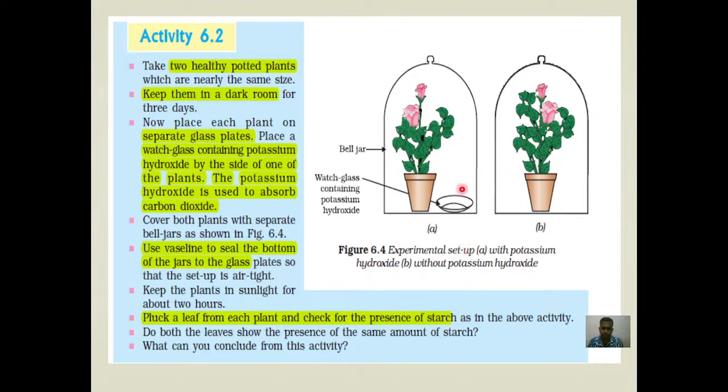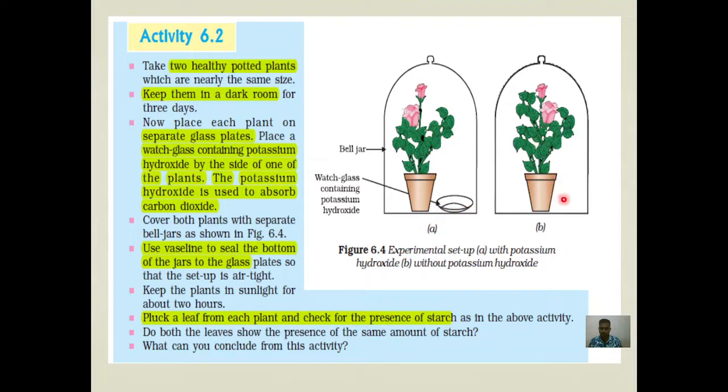Here we need to take two bell jars with part A and part B plants. In one of the bell jars you need to keep potassium hydroxide in a watch glass. And in the other you need not keep any potassium hydroxide. Now what will happen when you keep potassium hydroxide? The potassium hydroxide has the capability to absorb all the carbon dioxide inside the bell jar, and will be stopping the photosynthesis process in the part A plant.